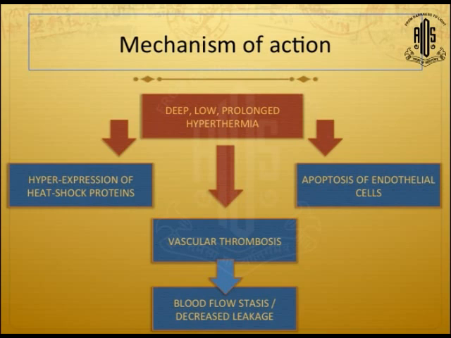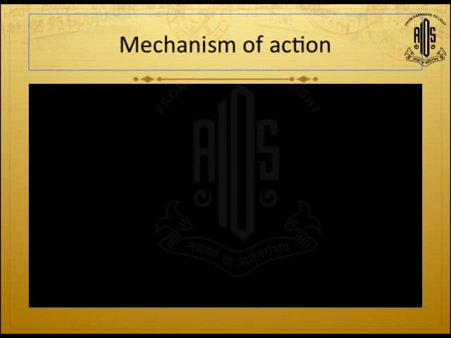So again, mild, low, prolonged hyperthermia leads to hyperexpression of the heat shock proteins, as well as vascular thrombosis and apoptosis of the endothelial cells, which further lead to blood flow stasis and decreased leakage in the CSR patients.